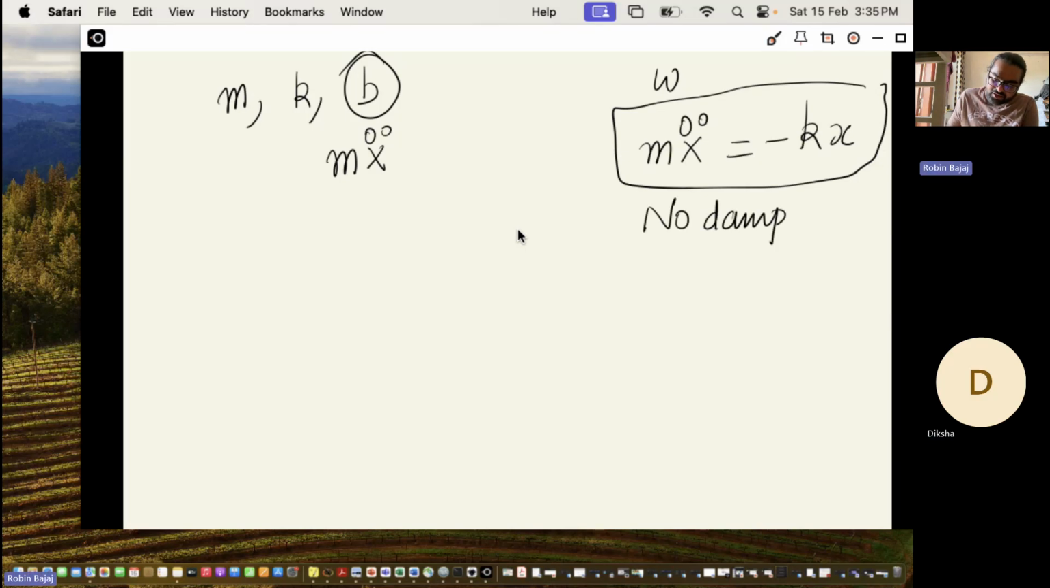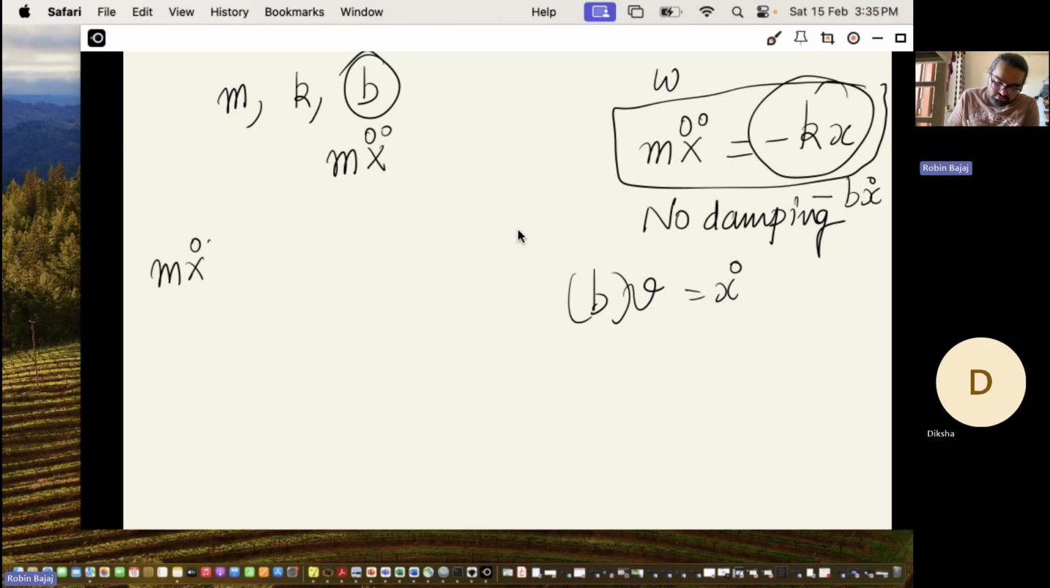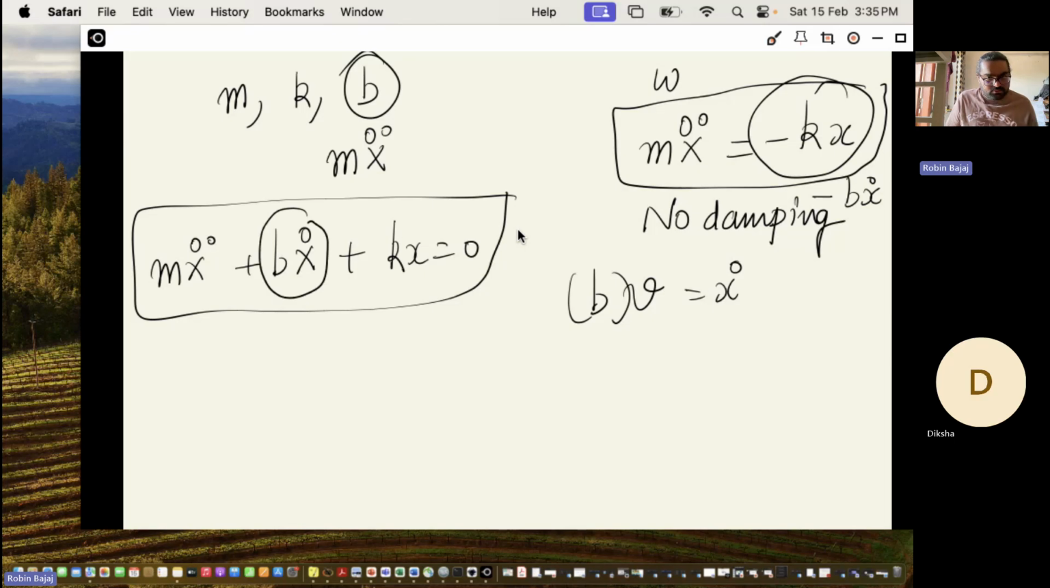But now we have damping also. The damping term is proportional to velocity, which is x dot, and that proportionality constant is b. So there would be an additional term, minus b x dot. So the overall differential equation now becomes m x double dot plus b x dot plus kx equals 0. What you said was without this term because there was no damping. Now we are considering a damped system. So this is the differential equation.